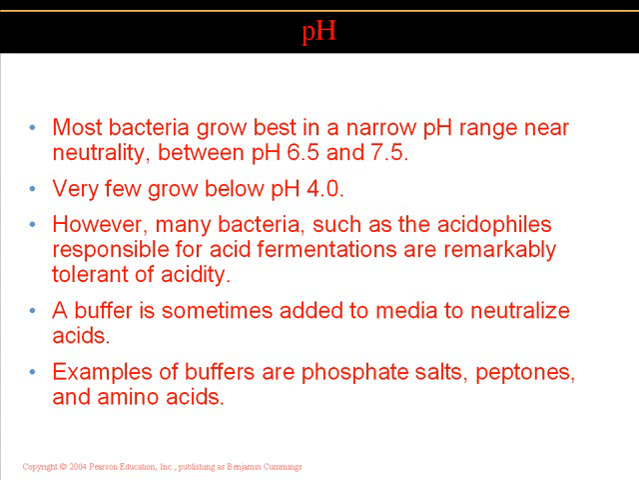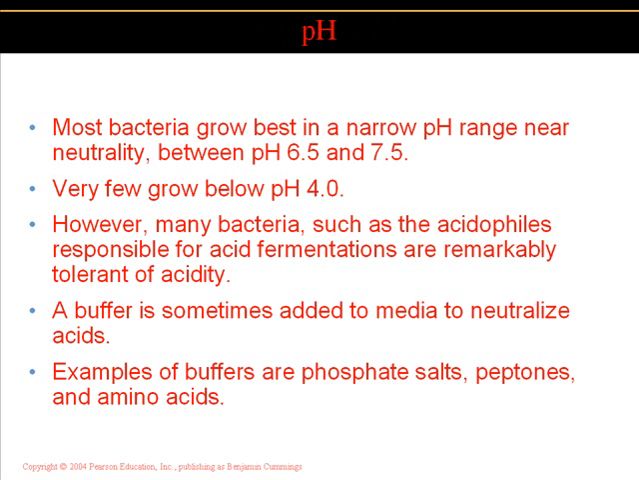Most bacteria actually grow best in a narrow pH range, just as humans do. Our normal pH is 7.35 to 7.45. We see bacteria can exist in a range of about 6.5 to 7.5. What that tells you is, look at that wide range of variance that bacteria can exist in versus the human biological system, which really only can exist within a very narrow range. Very little growth occurs below a pH of 4. However, many bacteria such as acidophiles responsible for acid fermentation are markedly tolerant of acidic environments or acidity.